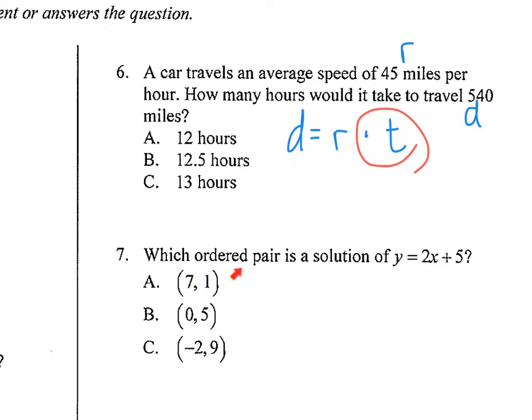Number 7, which ordered pair is a solution? So remember, the first number is the x, the second number is always the y. Plug in the y here and the x here, and work it out. Do you get the same number on both sides of the equation? If you do, then it is a solution. Only one of them will work. We want to know which one will work, where you work it out and get the same thing on both sides. Okay, moving on.